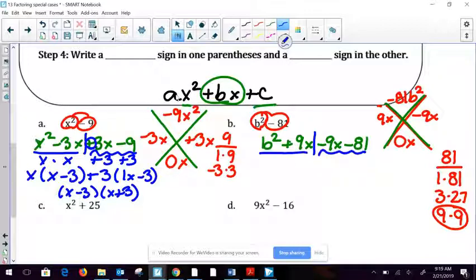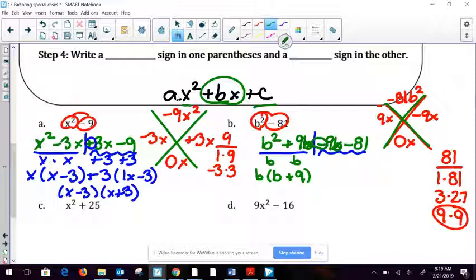Oh, sorry, those ones should be b's, shouldn't they? Sorry about that. There's your b's. Okay, so now when I look at my b's, b squared and 9b both have a b in common, so that b comes out front. What's left over? B squared divided by b is just b. 9b divided by b is a positive 9.